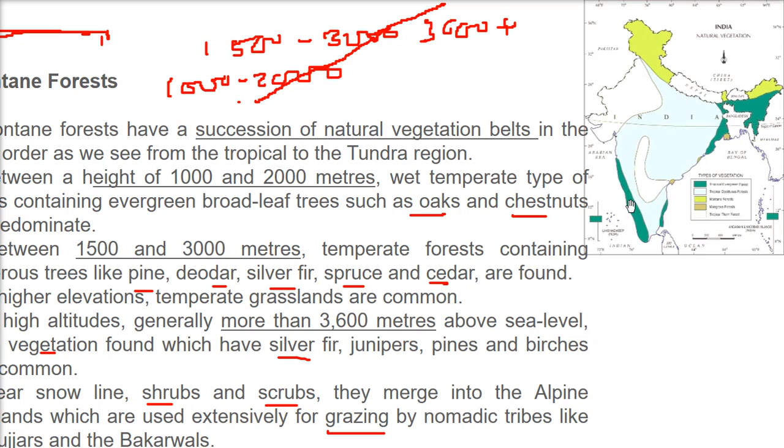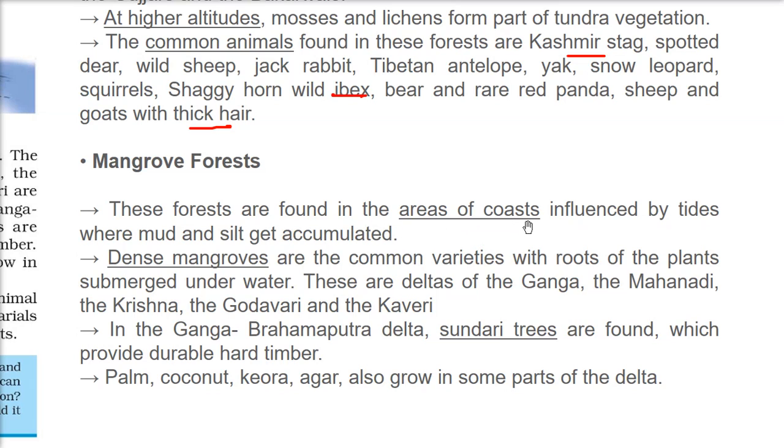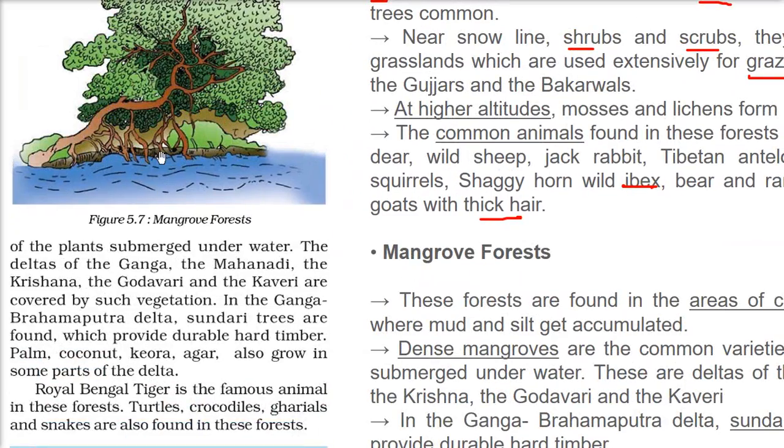We find mangrove everywhere whenever we have a coastal region, but we need to have a forest, that is a variety of vegetation at a place. So these are mainly the regions where mangrove forests are there. These forests are found in coastal areas influenced by the tides, where mud and silt come. For a tree, it cannot grow entirely in the water. It needs some sort of mud and silt to grow.